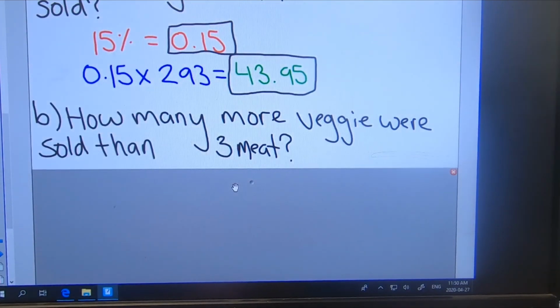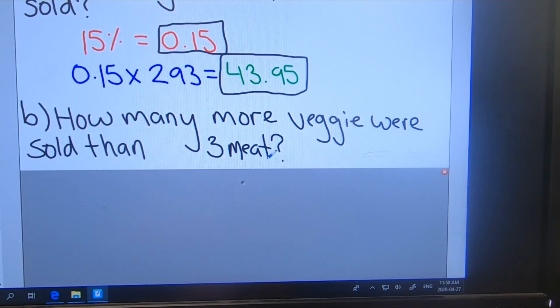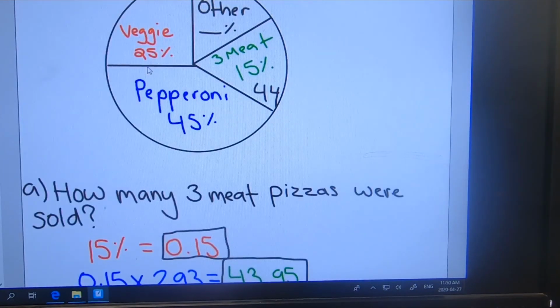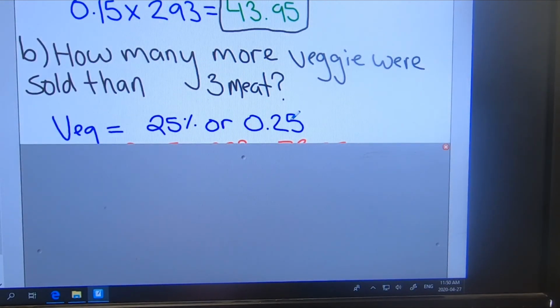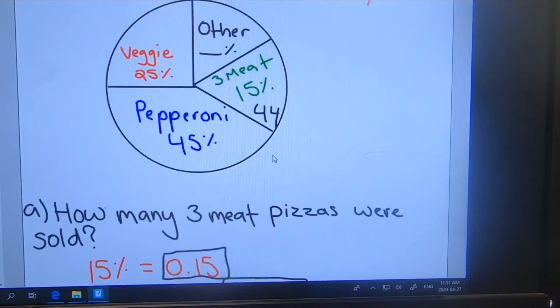How many more veggies were sold than 3-meat? Okay, well, we already know the 3-meat. There was 44 of them. So we need to find the veggie now. So let's go to veggie. There's 25%. So let's turn 25% to a decimal, which gives us 0.25. Let's multiply that by our total of 293 to give us a total of 73.25, and let's round that to 73. So there were 73 vegetarian pizzas and 44 3-meat.